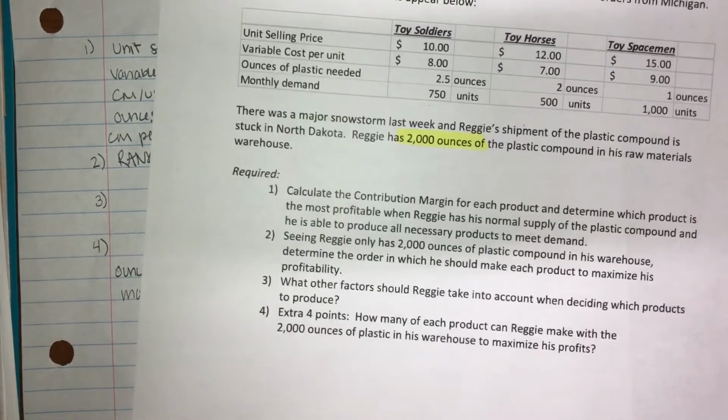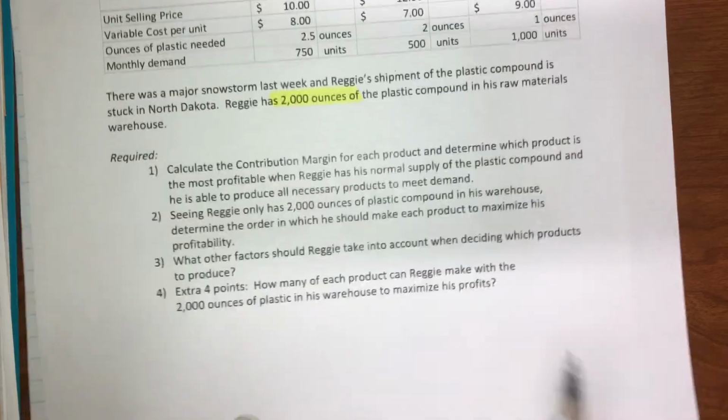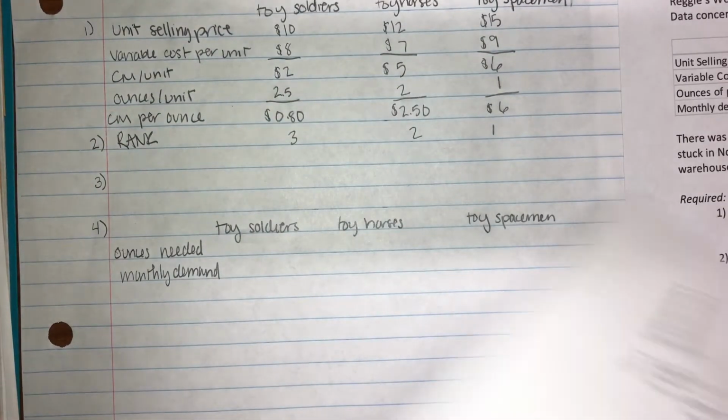The next question says, what other factors should Reggie take into account when deciding which products to produce? And I'm going to pull over my solution because, again, I don't really want to write this all out.